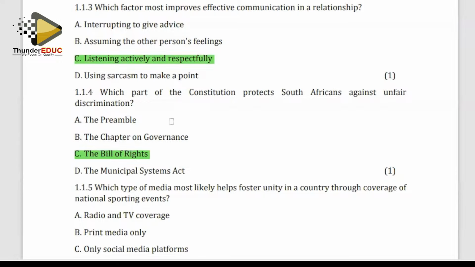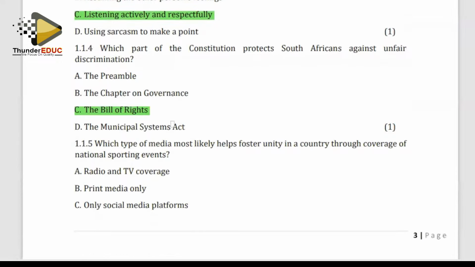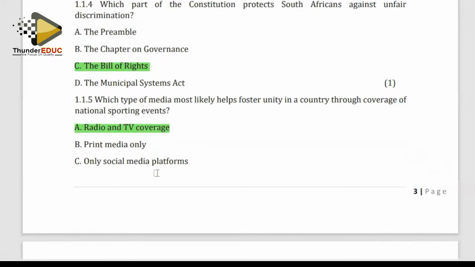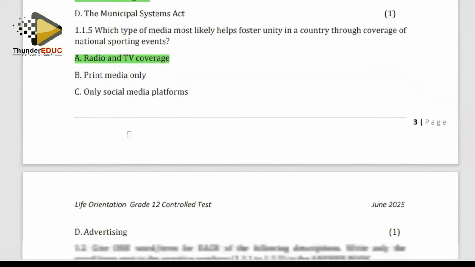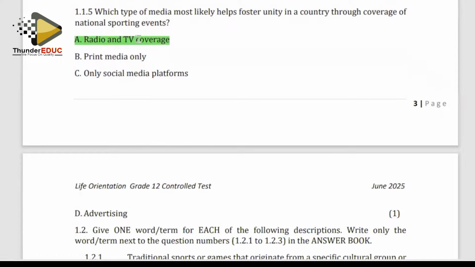Moving on to 1.1.5, which type of media mostly helps foster unity in a country through coverage of national sporting events? You'd find that national sporting events are usually covered on radio and television. We usually get sports updates on radio and also on television. So they are mostly covered on radio and TV coverage. You can bear in mind that most households have at least access to radio or television. So that is the letter A.